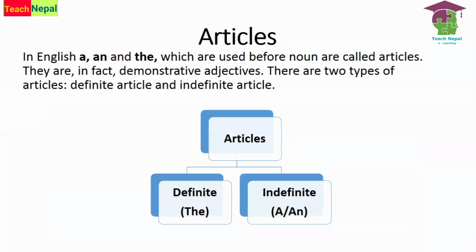Unit 20, articles. First of all, let's have a look at what an article is. In English, a, an and the, which are used before nouns, are called articles. They're in fact demonstrative adjectives because they are used to demonstrate or show things. Also, there are two types of articles: definite article and indefinite article. The is called the definite article, and a and an are called indefinite articles.